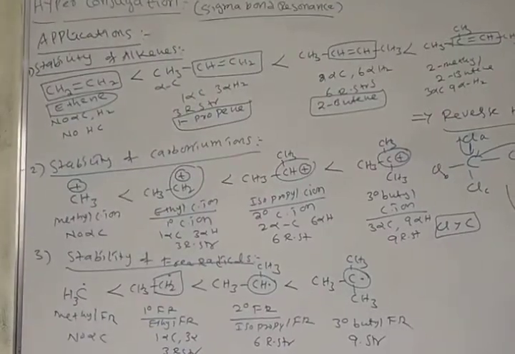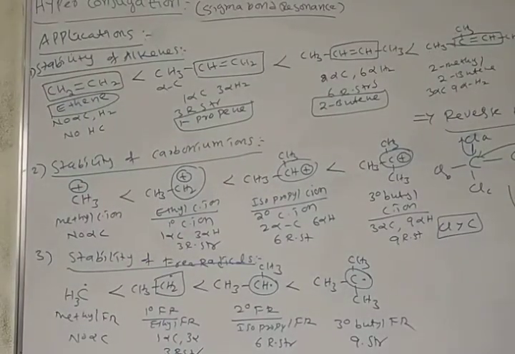Applications of hyperconjugation. This is the important one. It mainly explains the stability of alkenes, stability of carbonium ions, stability of free radicals. This is a very important one from the NEET or JEE point of view. What is hyperconjugation? The delocalization of alpha carbon hydrogen sigma bonded electrons toward the sp2 hybridized carbon we call hyperconjugation.